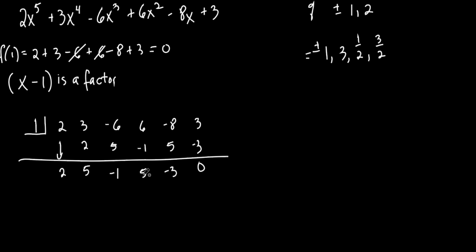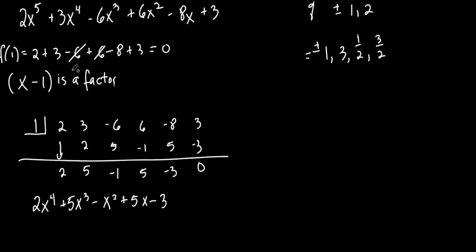So let's write this down. This was x to the 5th, so what's this going to be? It's going to be x to the 4th. It always goes down 1. Or you could have started from the right, correct? That's your constant, x squared, x cubed, x to the 4th, right? So let's write it. So this is going to be 2x to the 4th plus 5x cubed minus x squared plus 5x minus 3.